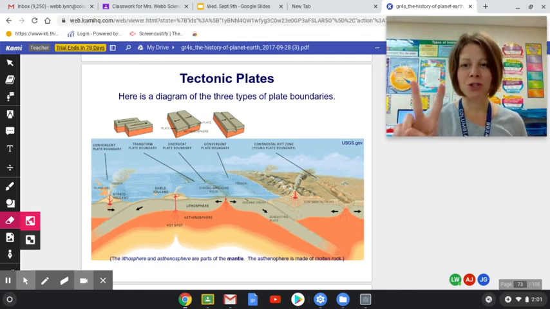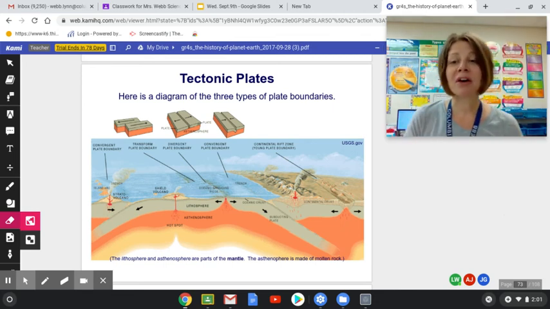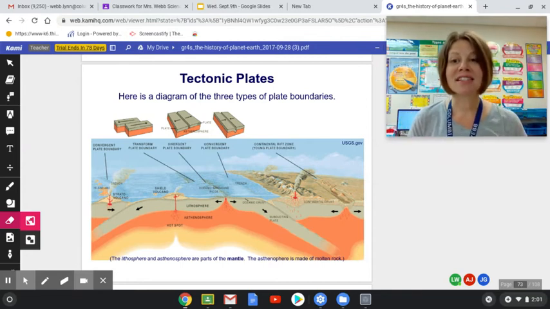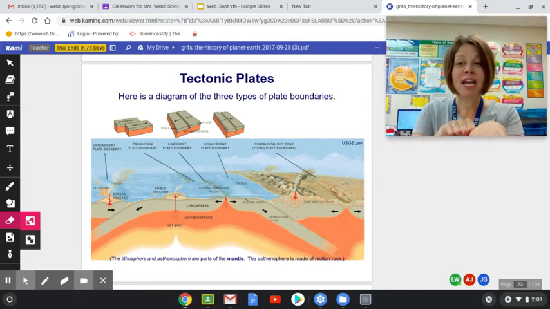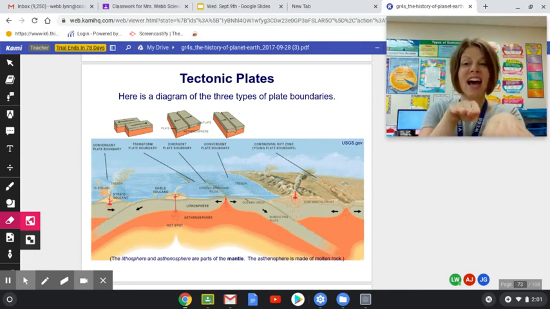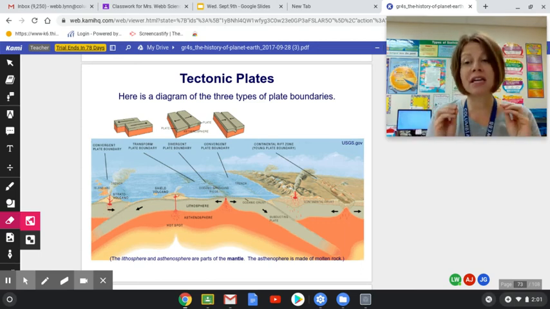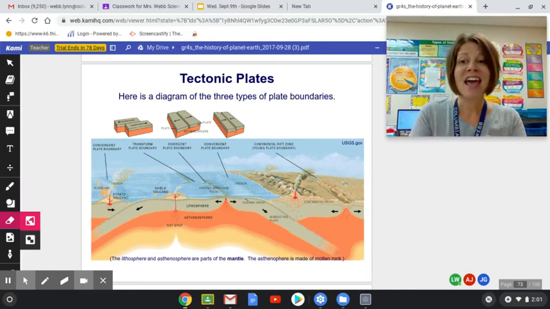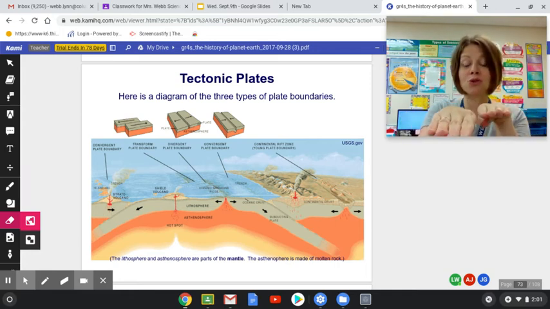Tectonic plates part 2. So we talked about yesterday three different types of movement that plates do, and let's see if we remember them. Transform, slide. Remember, this is the type that typically will cause an earthquake, and that's why California is so prone to earthquakes, because they have a transform plate boundary right there.